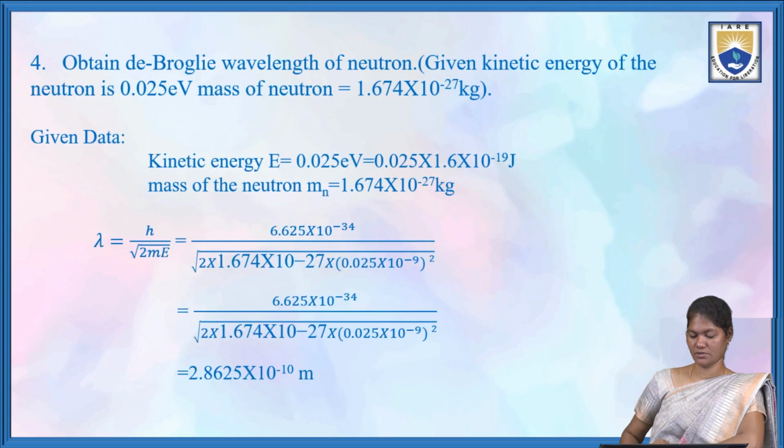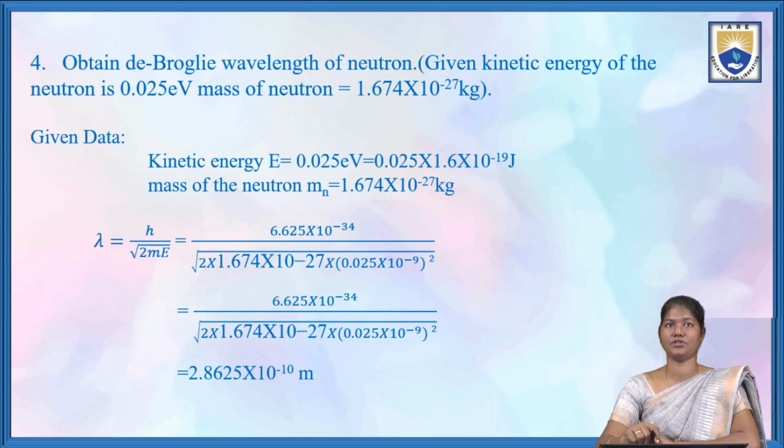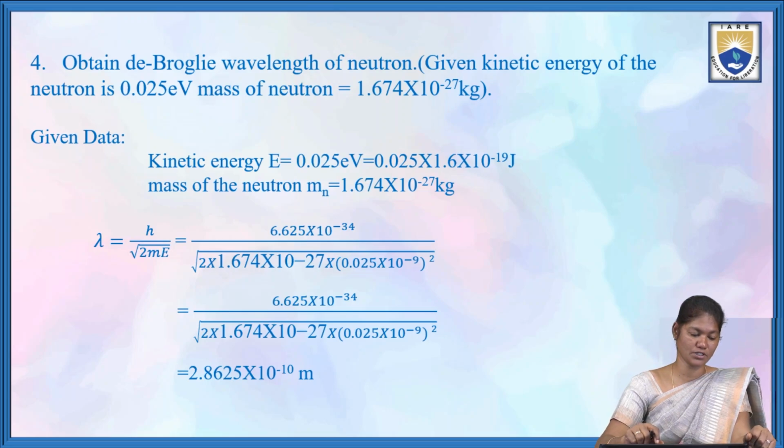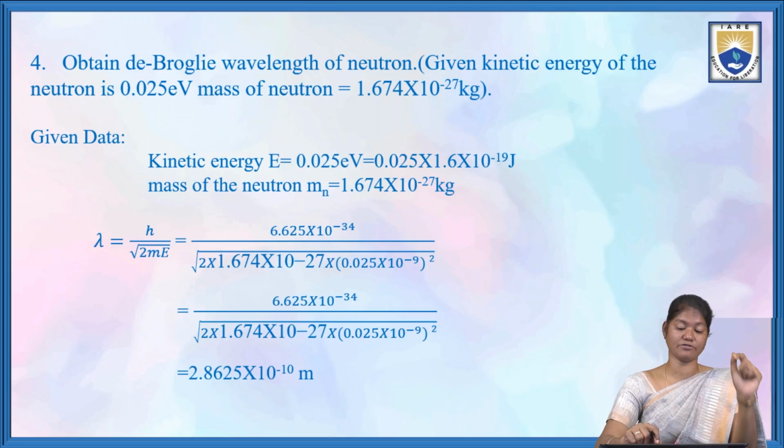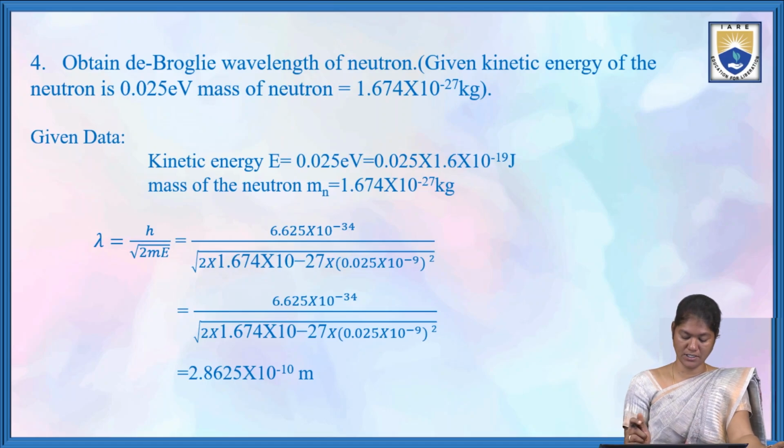Next one: obtain the de Broglie wavelength of a neutron. Given the kinetic energy of the neutron is 0.025 electron volts, and the mass of the neutron is 1.674 into 10 power minus 27 kilogram.